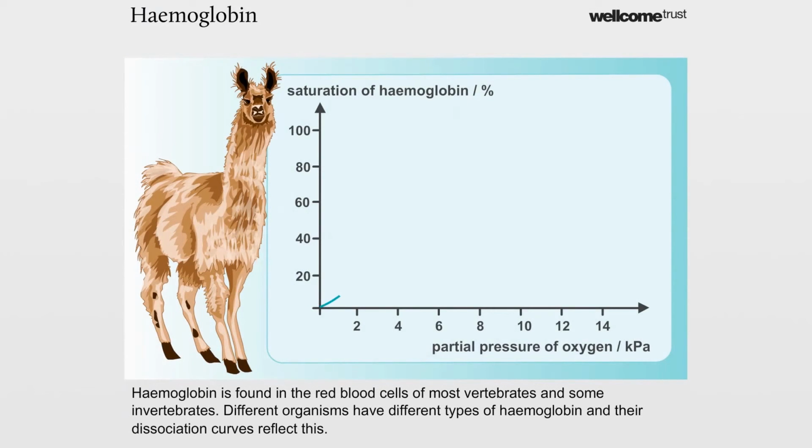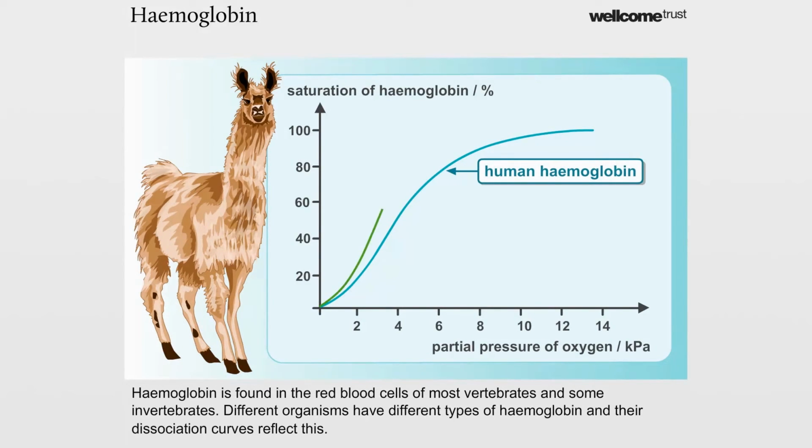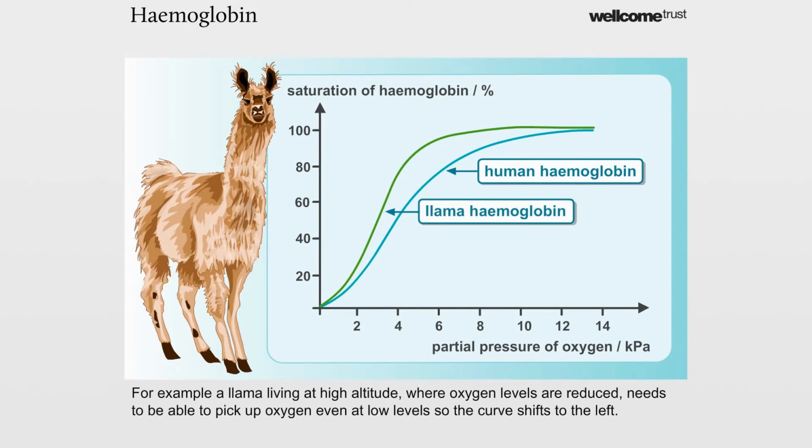Haemoglobin is found in the red blood cells of most vertebrates and some invertebrates. Different organisms have different types of haemoglobin, and their dissociation curves reflect this. For example, a llama living at high altitude, where oxygen levels are reduced, needs to be able to pick up oxygen even at low levels, so the curve shifts to the left.